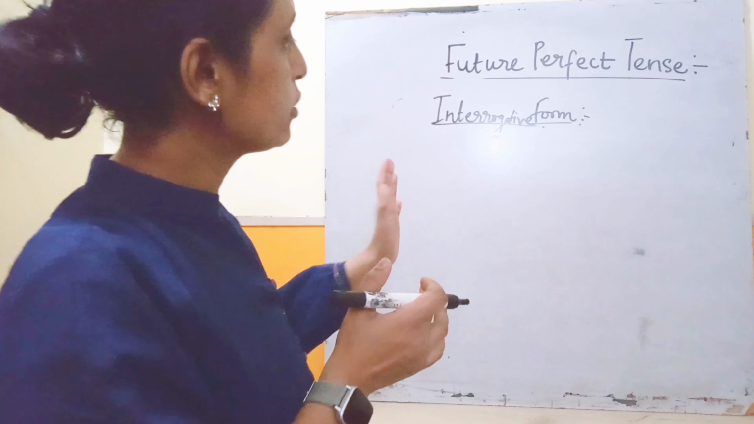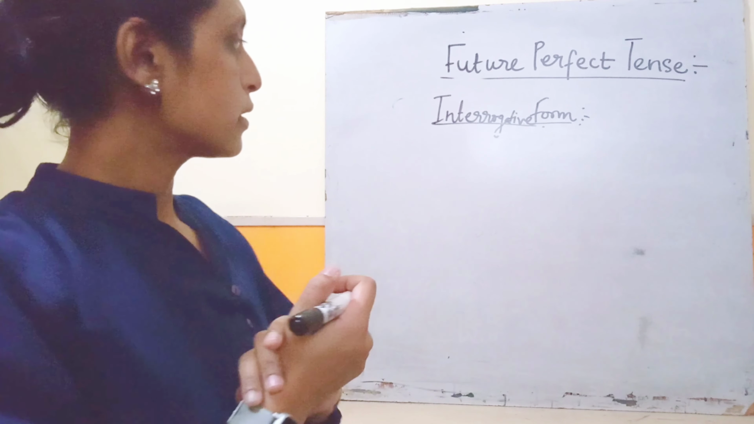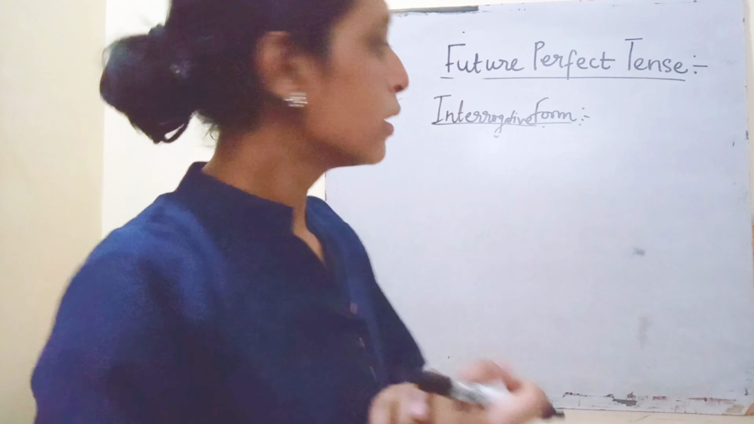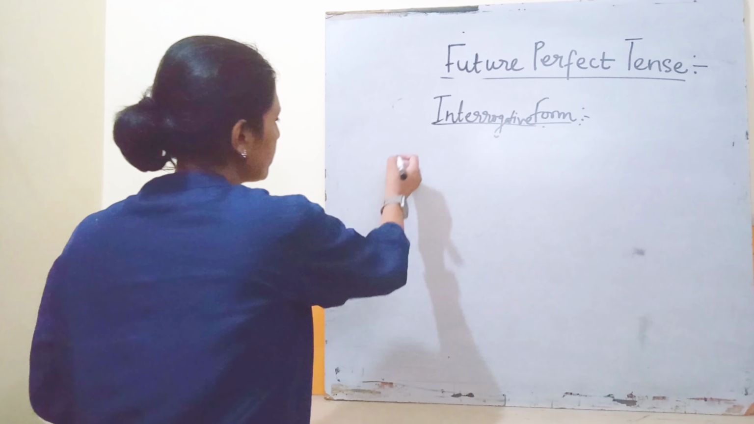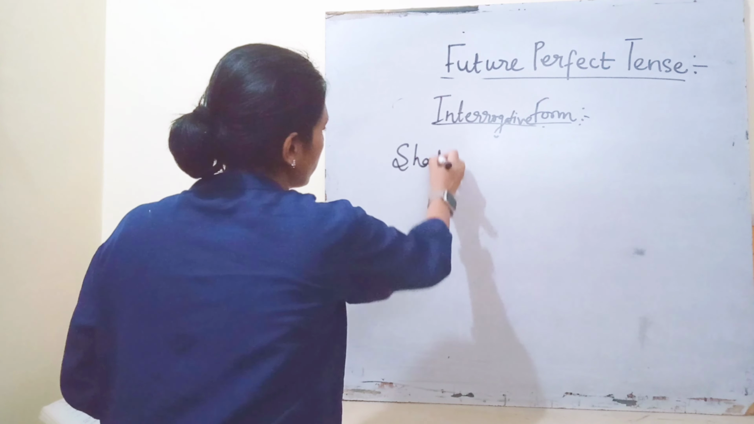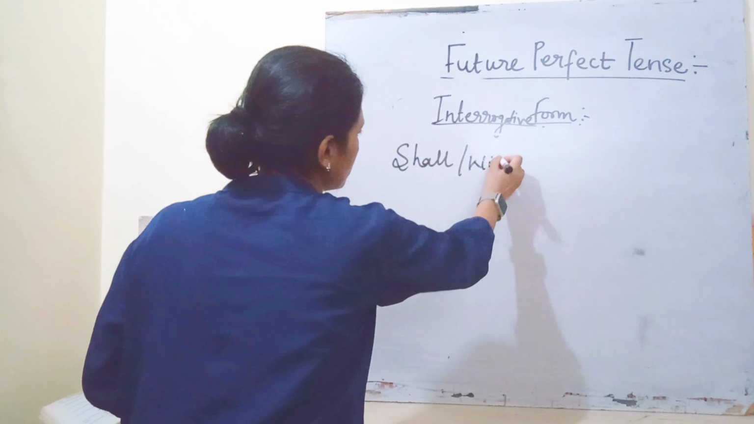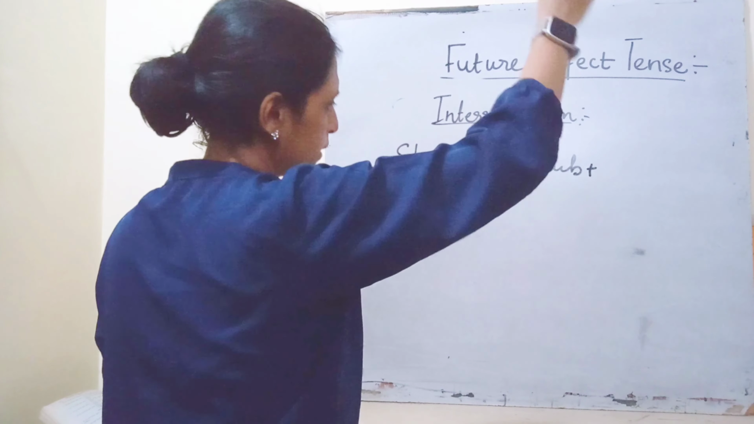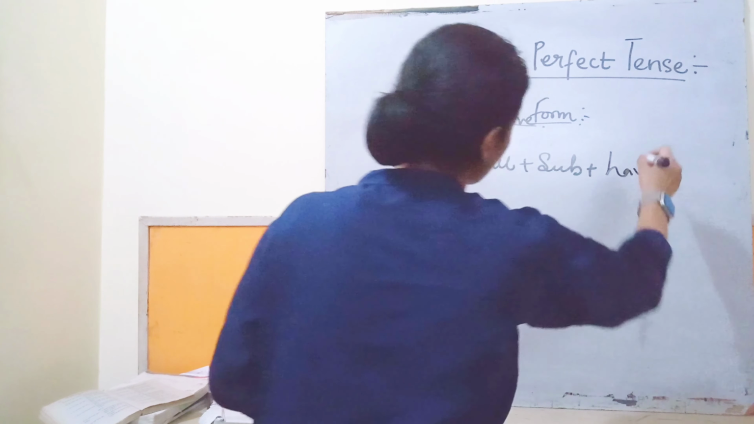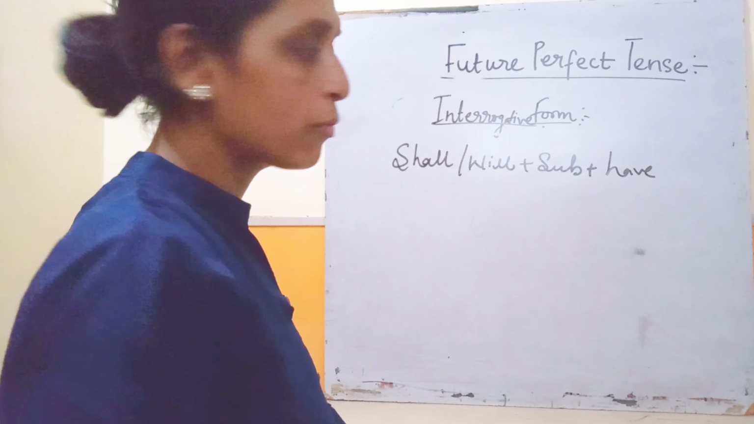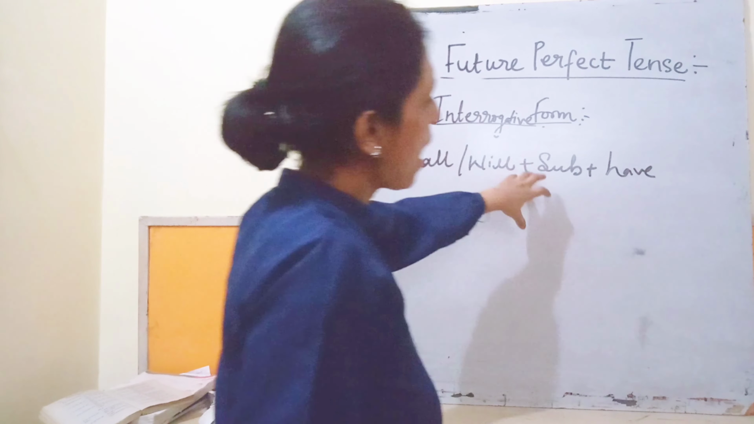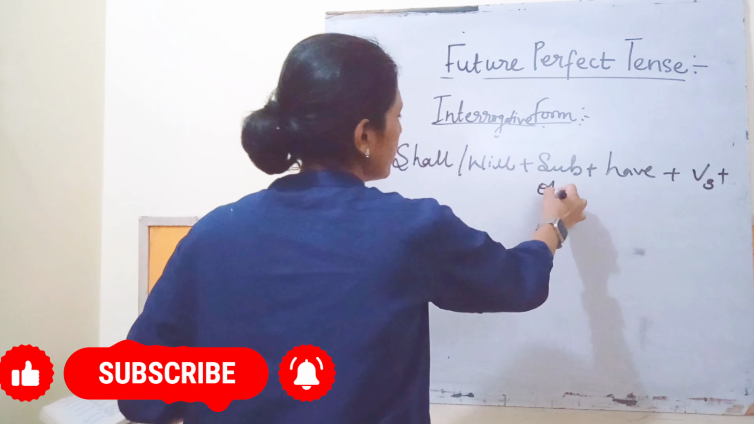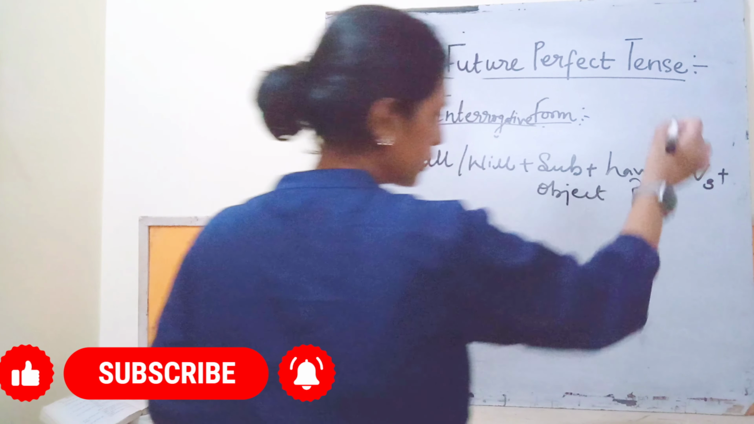Children, the interrogative form of future perfect tense. How to form the interrogative. How can we write it in an interrogative sentence in the future perfect tense? Okay, so for that we need to write the helping verb first. Shall or will come first. Okay, then the subject will come. Okay, then have. If you are writing the interrogative form in the positive form, then have will come. Okay, shall I have, then the verb's third form will come. Okay, and then object, and then don't forget this question mark.